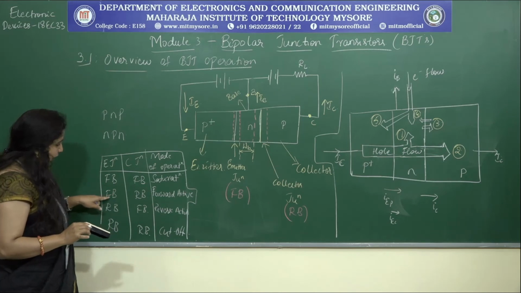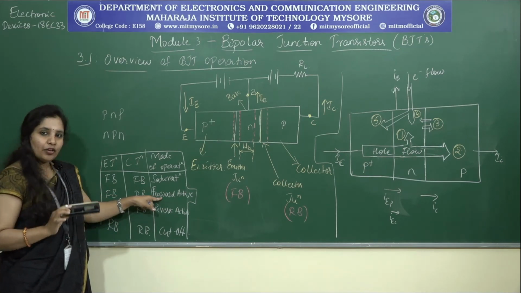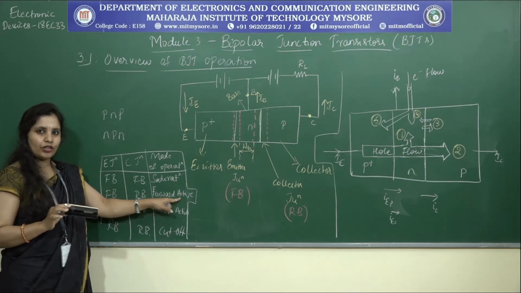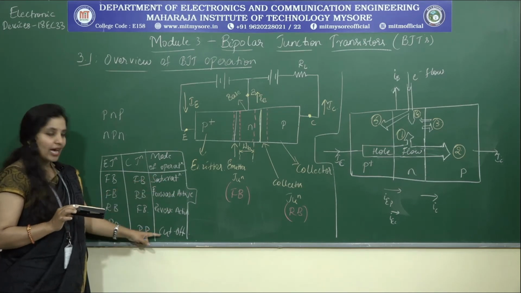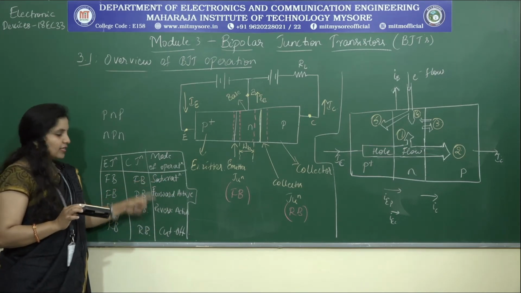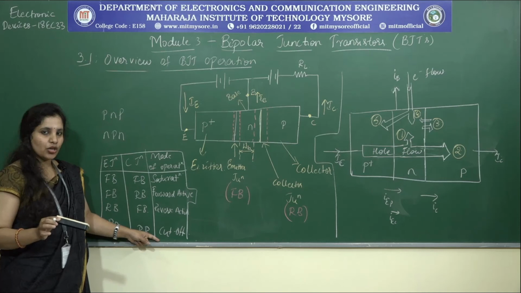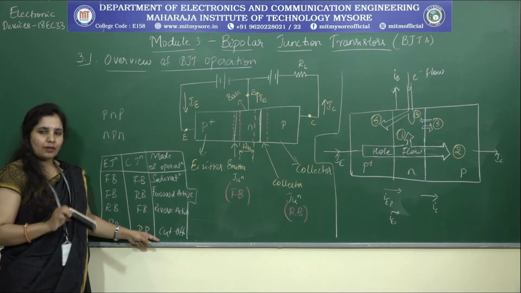So if I am operating the device in this region, what is happening? There is an amplification of the current that takes place, that is in the active region. Whereas if I make the device operate in the saturation and in the cutoff region, these are the regions where my device, that is the BJT, will operate like a switch. So that is where the two kinds of applications of BJTs come into the picture.